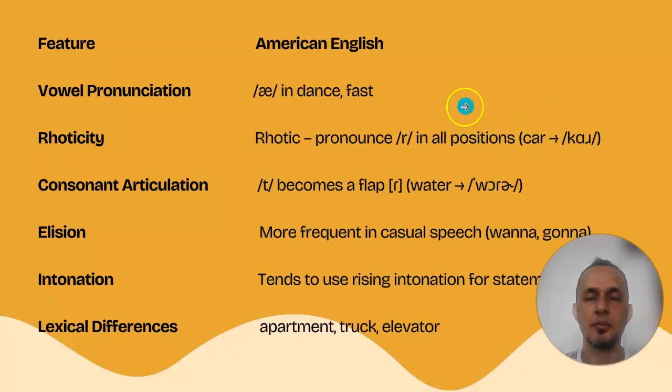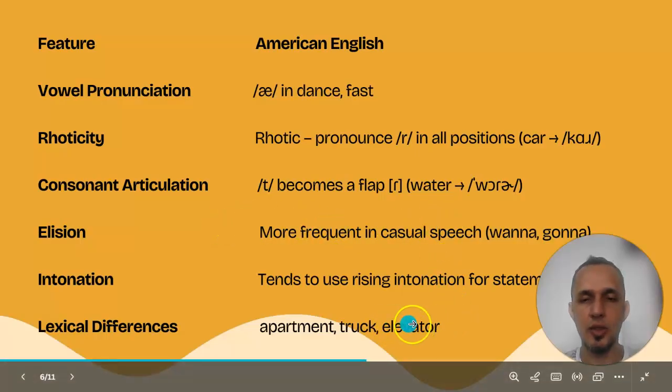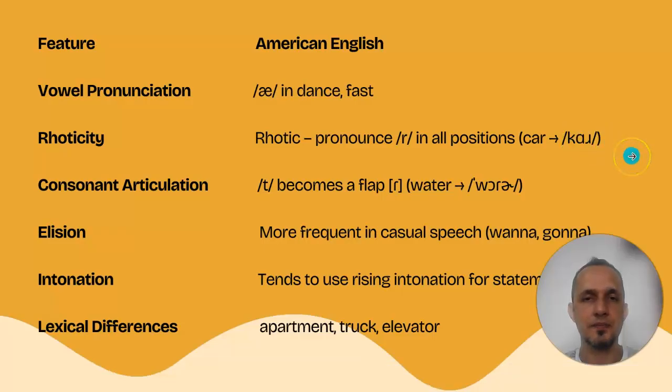Rhoticity. This one is rhotic because the R is pronounced in all positions, like car. The consonant articulation, the T becomes a flap R, water. The elision is more frequent in casual speech, like "wanna" or "gonna." The intonation tends to use rising intonation for statements. Here we have some lexical differences. I have only three, but there are more of them. The first one is apartment, truck, elevator.